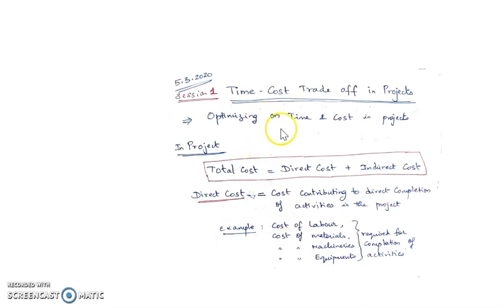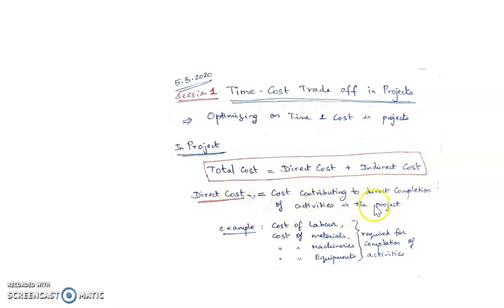So, time cost trade-off in projects. Before going to the details of this, we'll just see the review of the introductory session. So as you all know, time cost trade-off in projects deals with optimizing on time and cost in projects. So basically, in a project, total cost is a summation of direct cost and indirect cost.